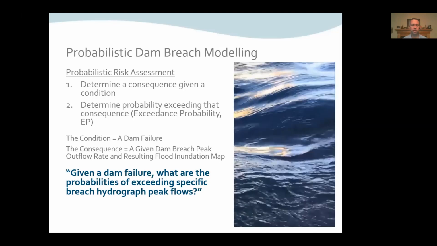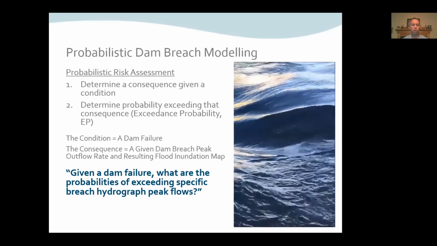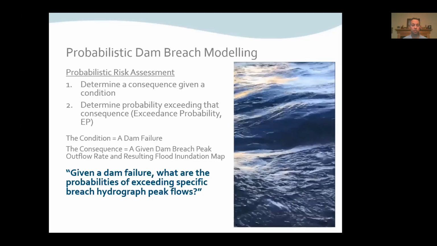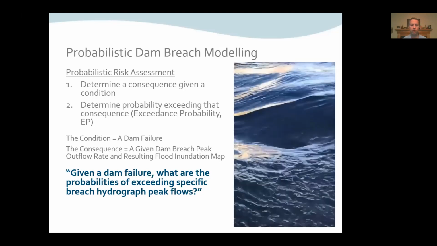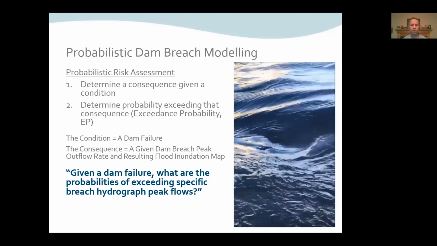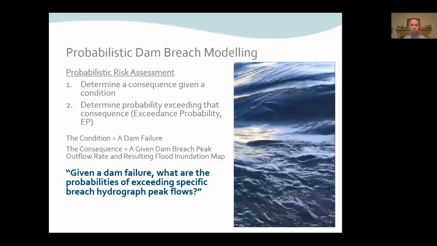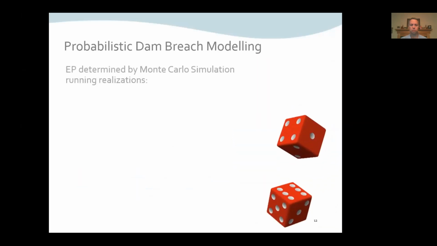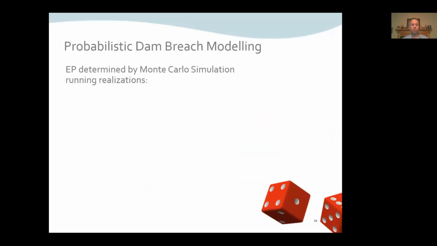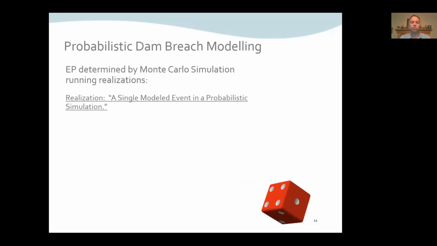Another way of putting this is, given a dam failure, what are the probabilities of exceeding specific breach hydrograph peak flows? So you would be able to assign a probability of exceedance to every single flow up to the maximum flow from the deterministic approach. So exceedance probability is determined through the Monte Carlo simulation by running many realizations. A realization is just a single modeled event in a probabilistic simulation. So you might think of that as a single HEC-RAS run. That would be one realization.